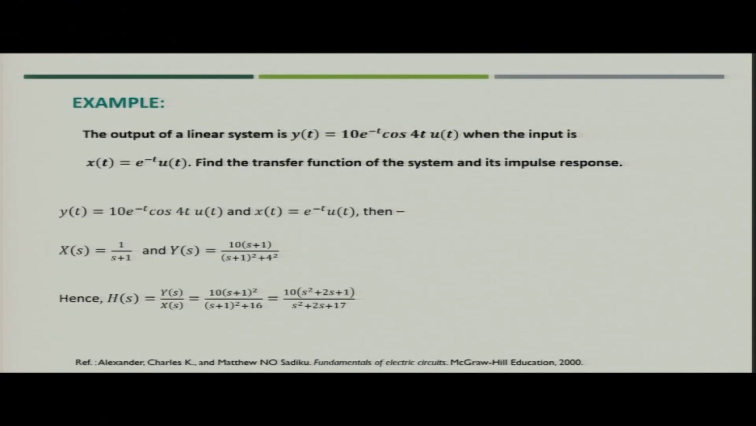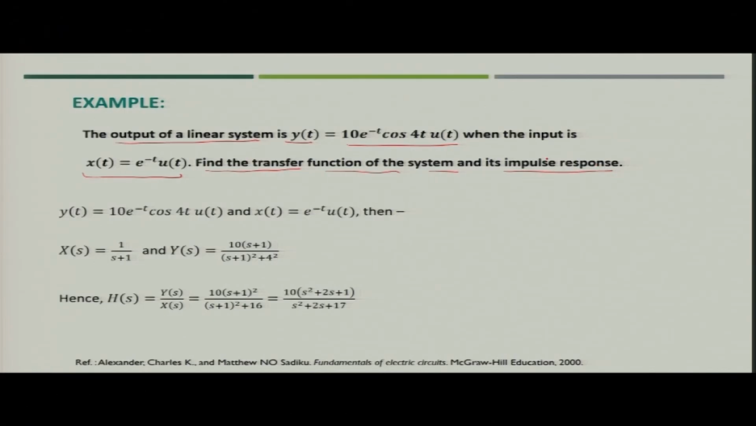Let us take the first example. In this case, the output of a linear system is y(t), and y(t) is given as 10 e^(-t) cos 4t u(t), and the input given is x(t) equal to e^(-t) u(t). Now, what we have to do? We have to find the transfer function of the system and its impulse response.